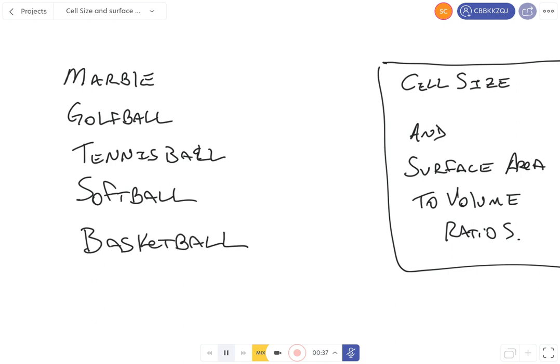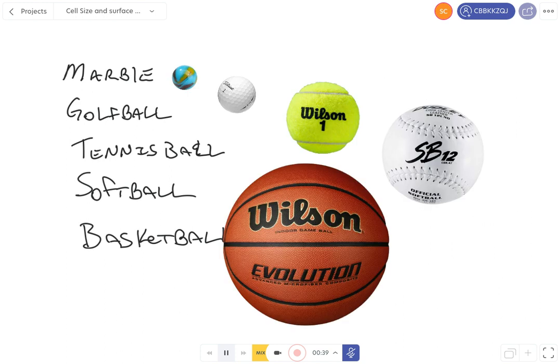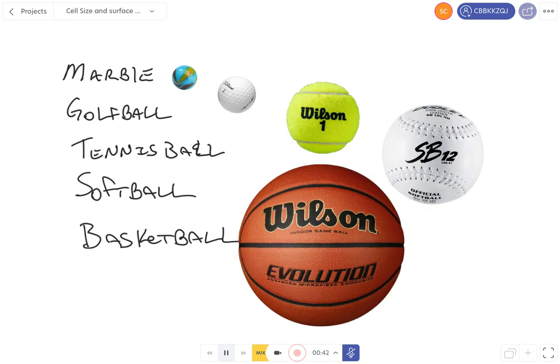And so when we think about a cell, which is extremely small, why is it that way? You can see the pictures of those objects there.